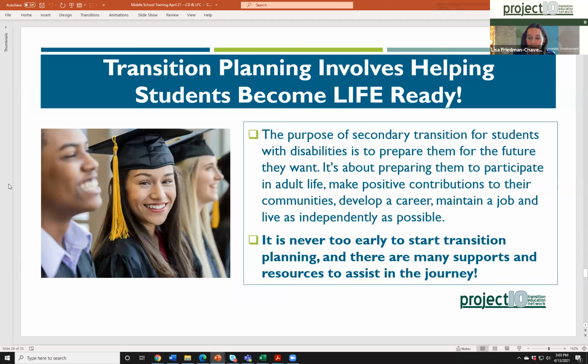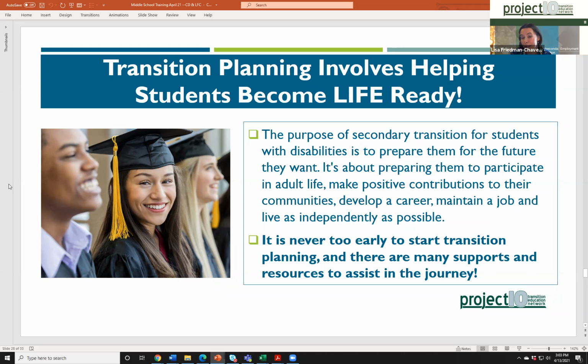So in closing, before we open it up for questions, just a reminder that the purpose of secondary transition for students with disabilities is preparing them for the future that they envision, that they want. We're helping prepare them for their post-secondary goals. We want them to be successful adults, have meaningful adult lives, and make positive contributions to their community. We want them to have a career that they love, that they are motivated to wake up and participate in every day, and really live as independently as possible and be an active part of their community.